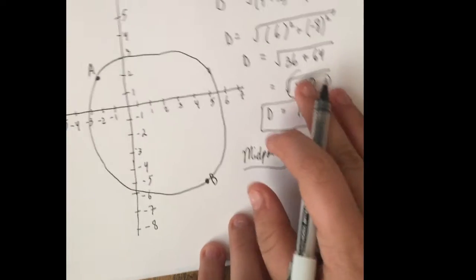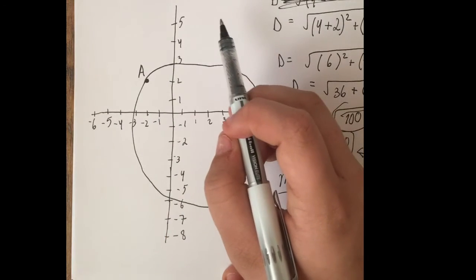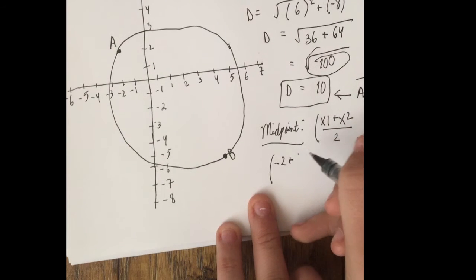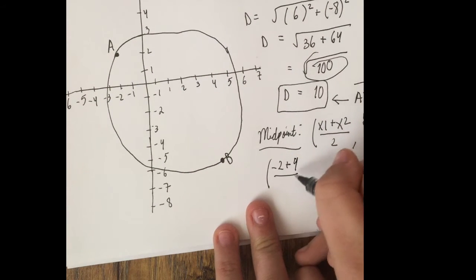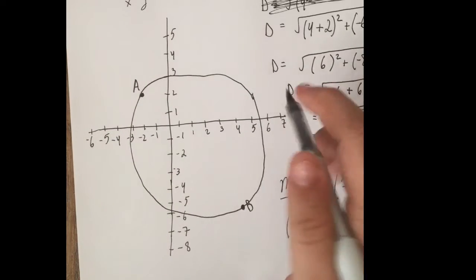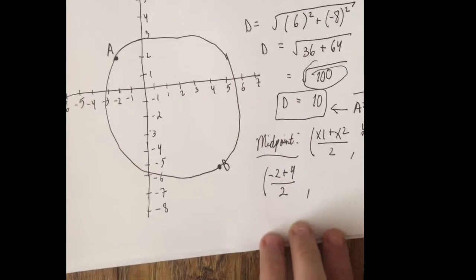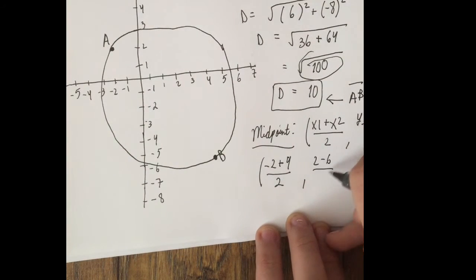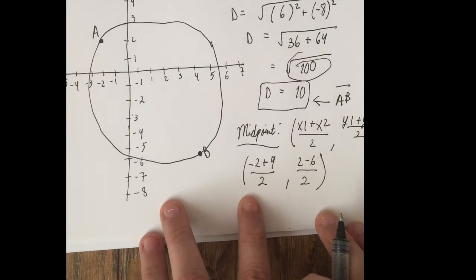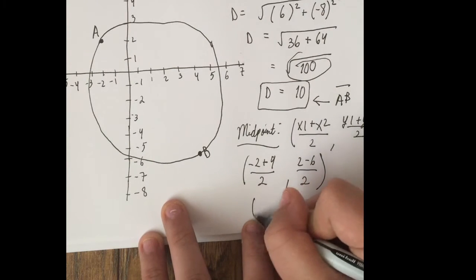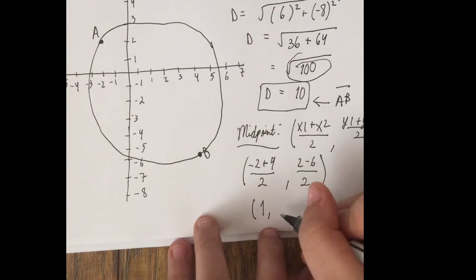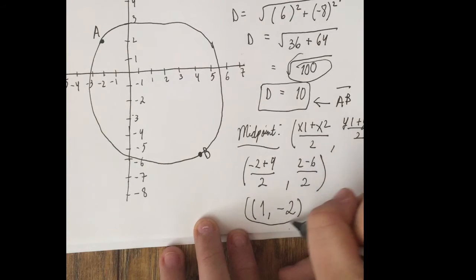So your x1, -2, plus x2, 4, over 2. Your y coordinate, y1 plus y2, 2 minus 6, divided by 2. Solve further. Negative 2 plus 4 divided by 2, that would be 2 divided by 2, which will be 1. 2 minus 6 is negative 4 divided by 2 is negative 2. And that's your midpoint.